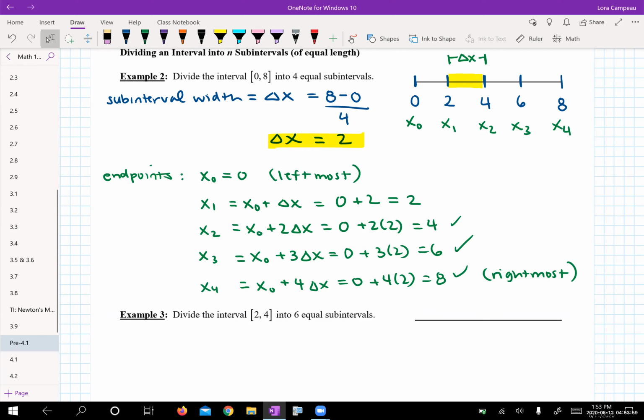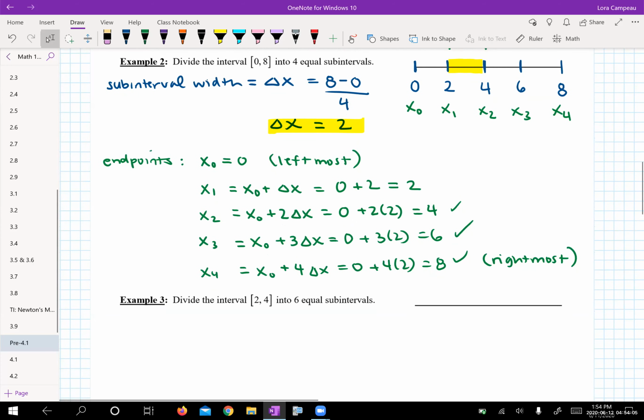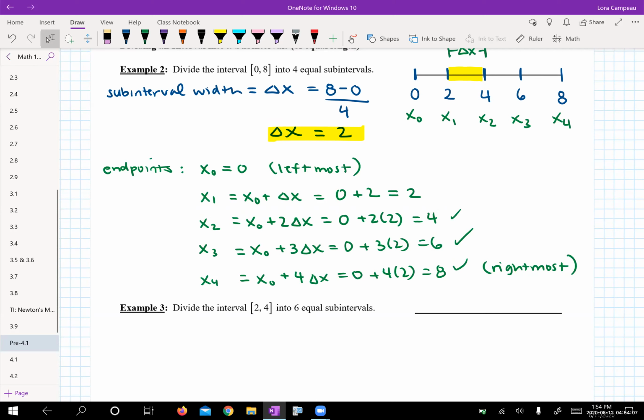So let's do this with example 3. Makes it a little more exciting. We want to divide the interval from 2 to 4 this time into 6 equal subintervals. So I'll sketch it out and then we can decide what everything looks like. Again, if we were looking at the intervals, we're going to talk about our endpoints. There's a 2 and then there's a 4.